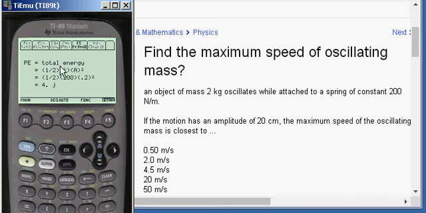PE is the total energy when you stretch a spring. 1/2 the constant times the amplitude squared equals 4 joules. That's always going to equal the kinetic energy because of conservation of energy and all that stuff that never really helped me in these problems. Kinetic energy, then the formula for that is, so now we want to find the initial velocity. And so we'll use algebra to do that.